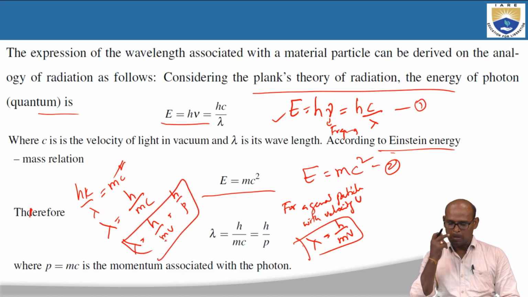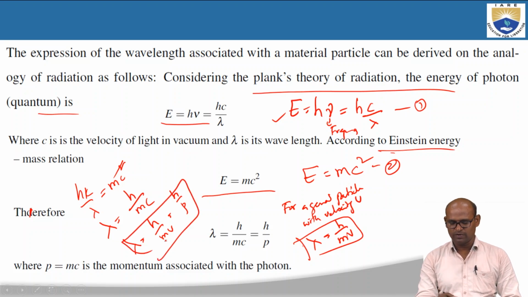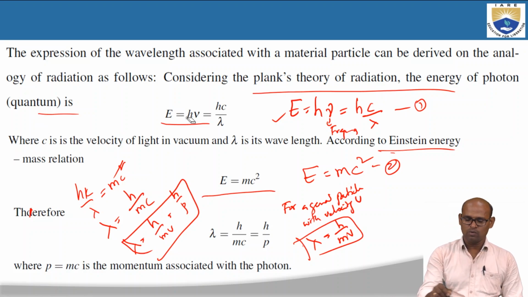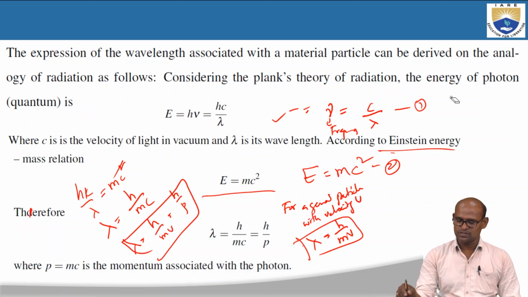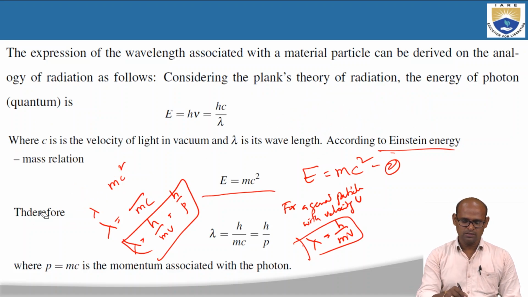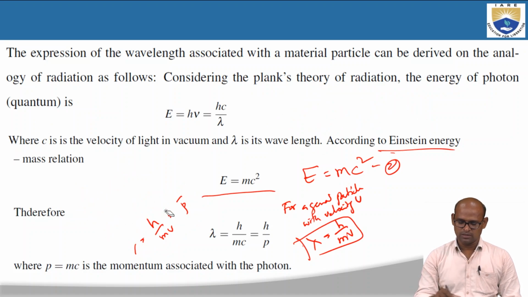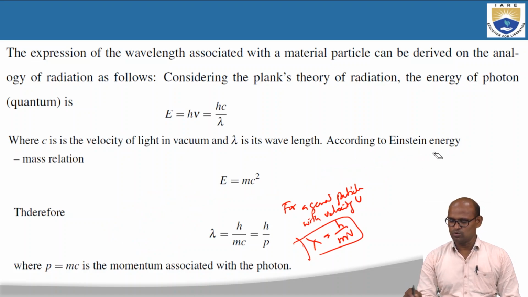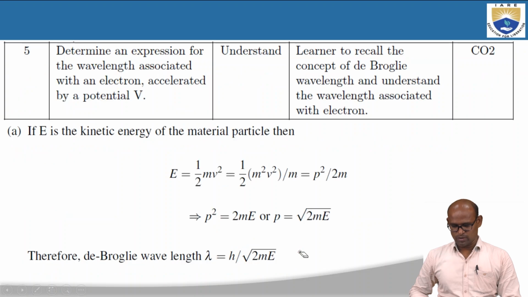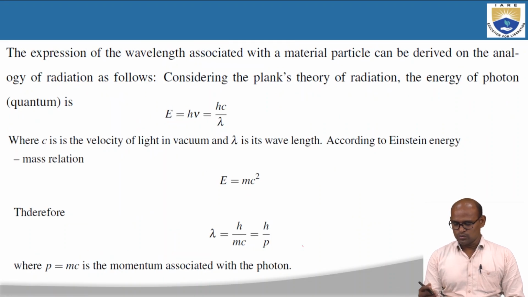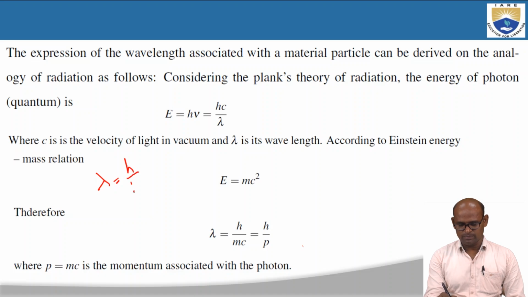Okay, now that I have this equation for lambda, which is lambda is equal to h by p, I am going to write this momentum in terms of kinetic energy to prove the relation of h by square root of 2mE. So now what I have is lambda is equal to h by p. Now I am going to write momentum p.